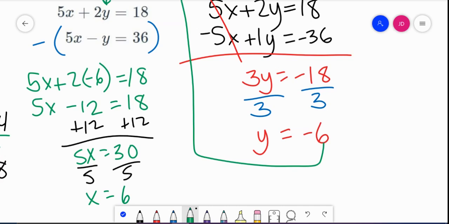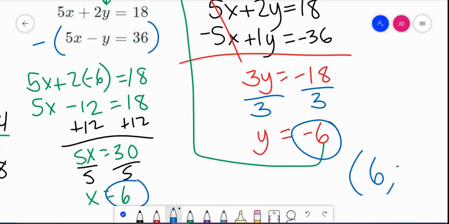So my solution then, you have 6, you got negative 6, your solution is 6, negative 6. All right, you don't have to write solution. I just want you to see that that is what it actually is in parentheses. Make sure it's in parentheses with a comma in between.